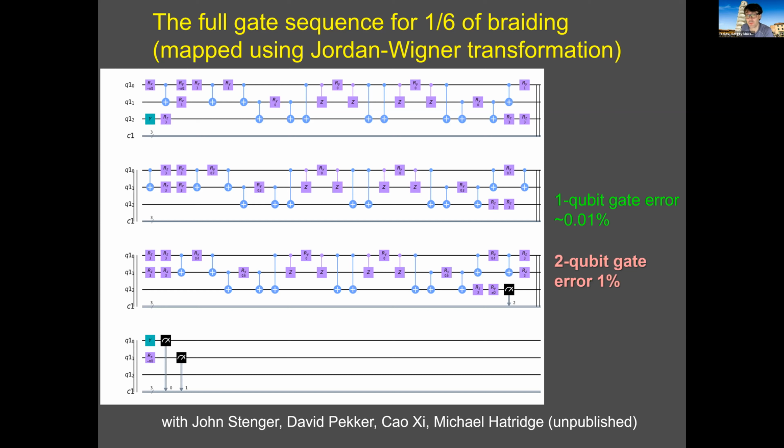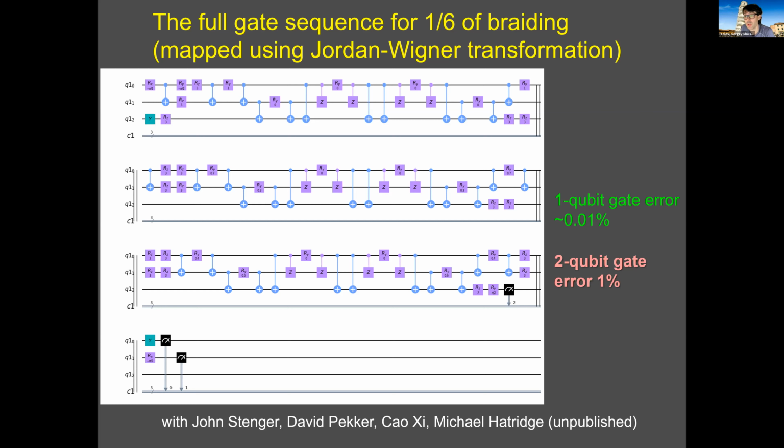And this sequence of pulses, you have it on the screen here. Well, this is only 1/6 of braiding. So 1/6 of braiding is taking 2 Majoranas and swapping, sort of coupling 2 Majoranas together, right? So then you have to do it 6 times, and after that procedure, you've braided. Why do I only show you 1/6 of the process?